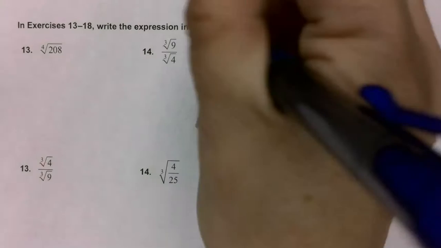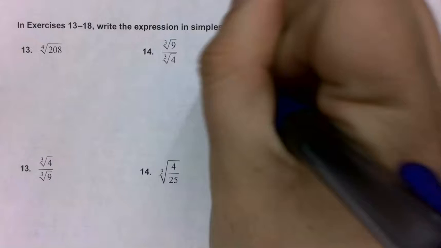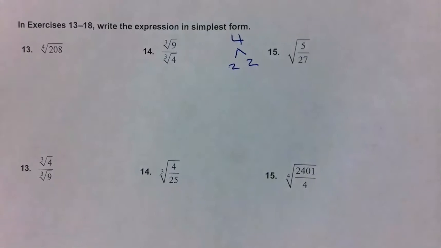Okay, so I'm going to do my factor tree for 4. So I have 2 2s. How many more 2s do I need to make it a group of 3? I'm doing the first 14, yeah. I need 1 more 2. So I'm going to multiply my top and bottom by the cube root of 2.